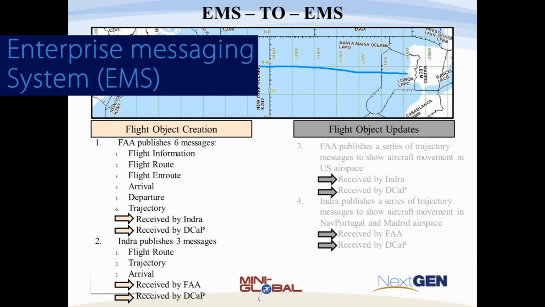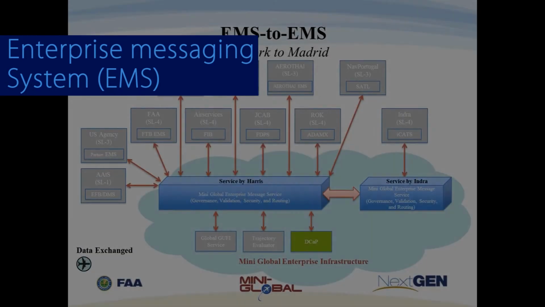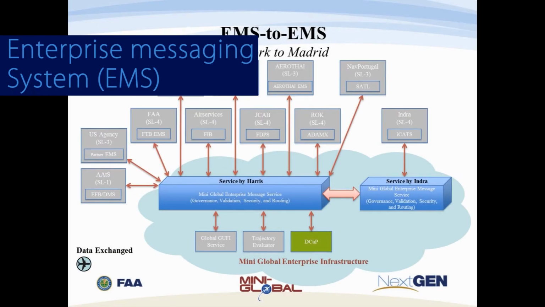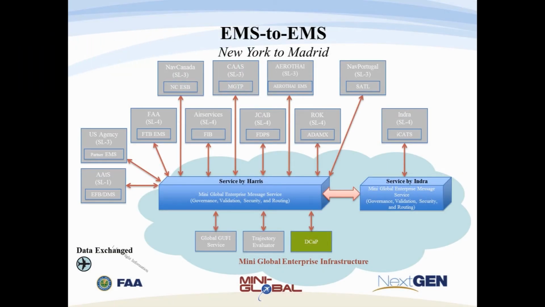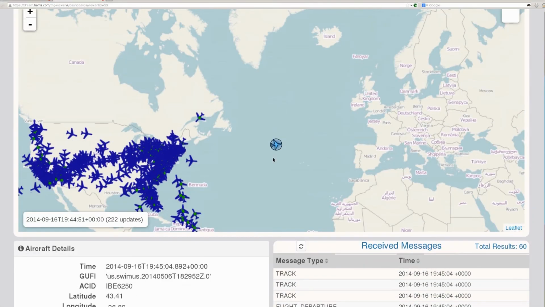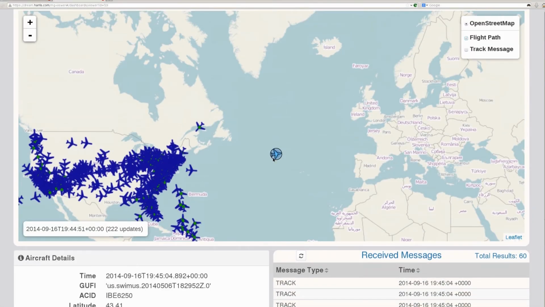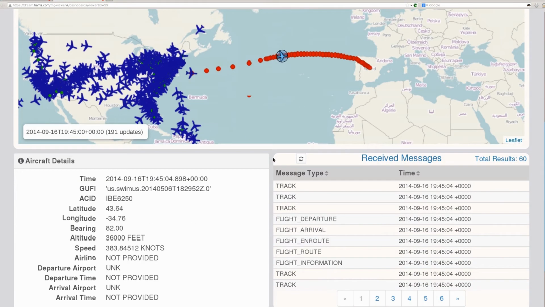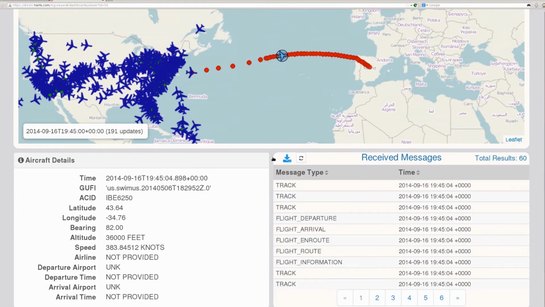EMS to EMS scenario demonstrated the Harris EMS information exchange with Indra EMS. FIXM 2.0 flight object was created by Harris's EMS. An extension of FIXM 2.0 was also created to share trajectory information. Indra EMS received these messages, processed them, and responded with the complete vision of the trajectory and updated arrival information.